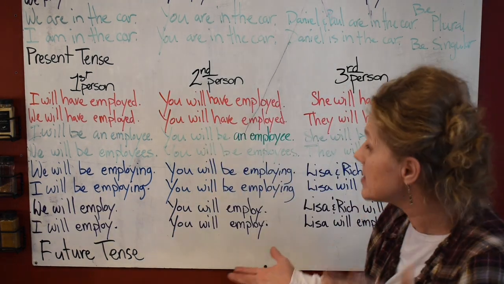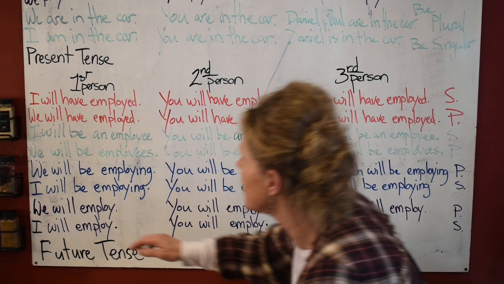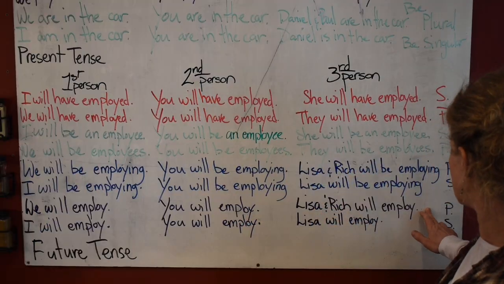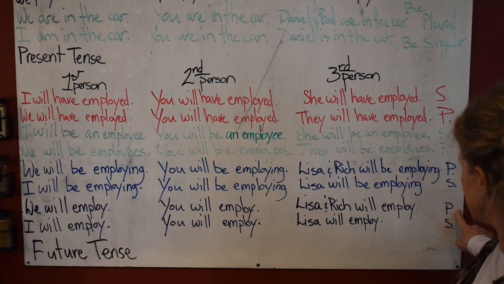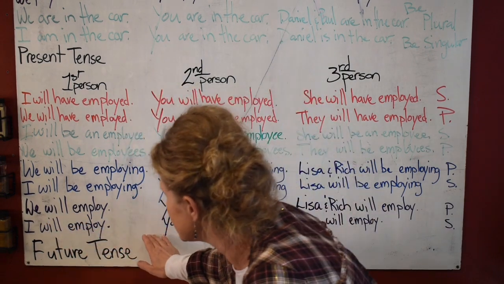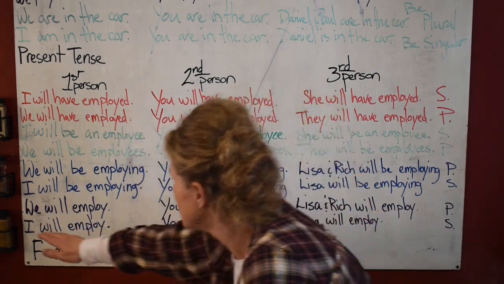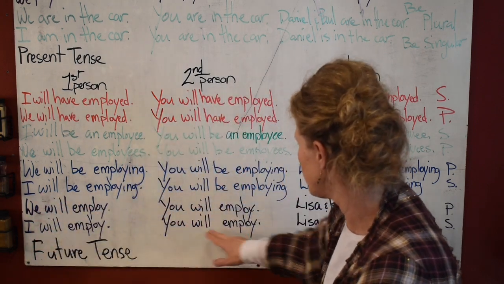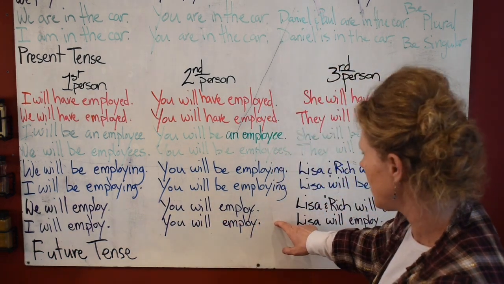Now, what's the purple? It's the simple tense. Good. You're right. I will employ, you will employ. Lisa and Rich will employ. That is plural. They're all the same. So future tense is easy. I will employ. Singular is the same as plural. You will employ. Singular is the same as plural.